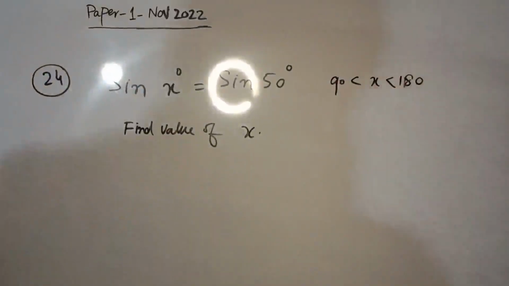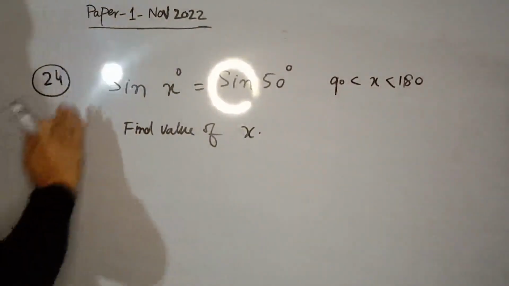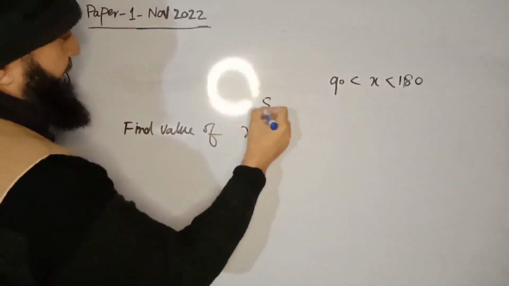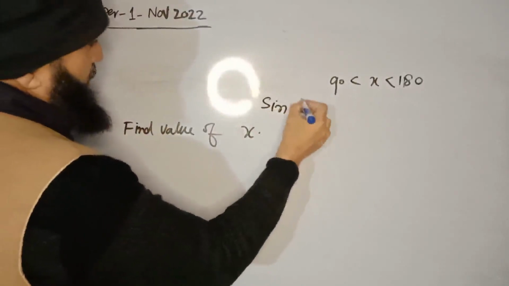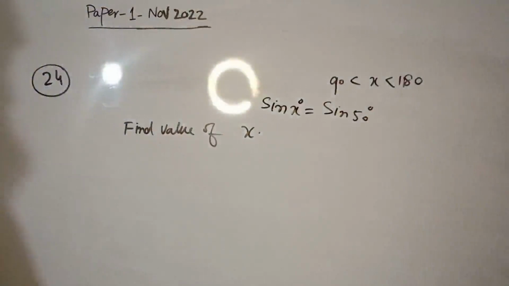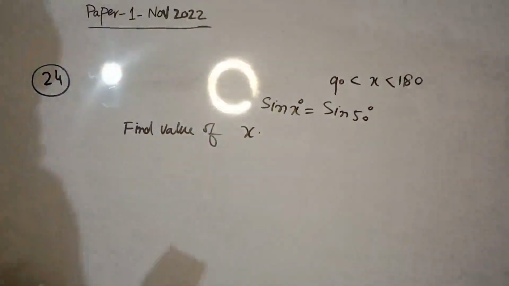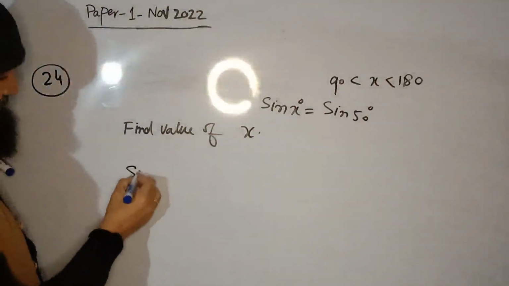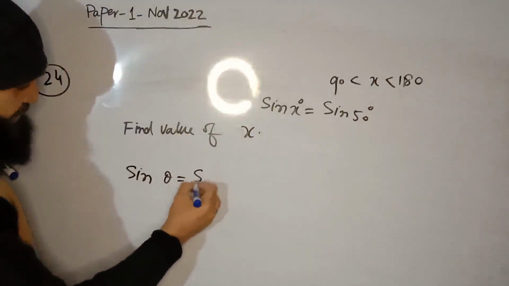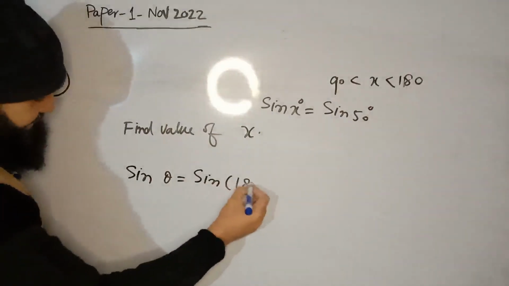Next question: it is given that sine x is equal to sine 50, and also given that 90 is less than x, x is less than 180. We have to find the value of x. We know a formula here that sine theta is equal to sine of 180 minus theta.